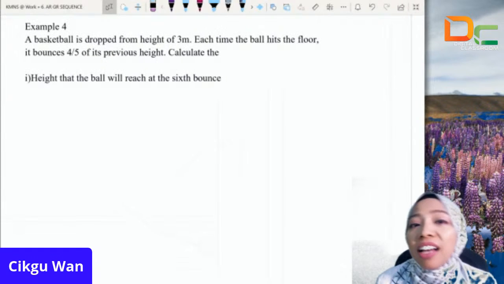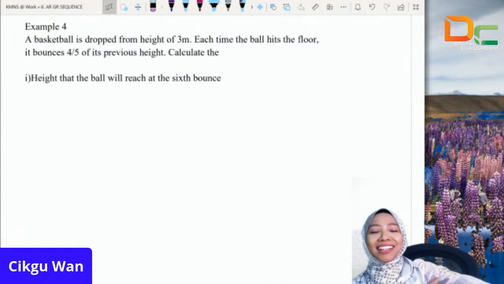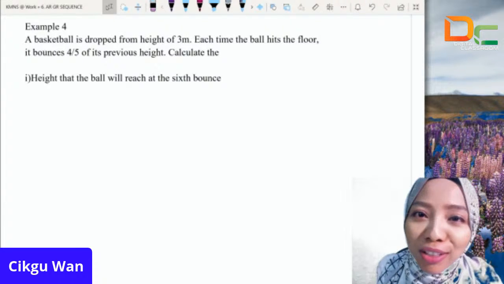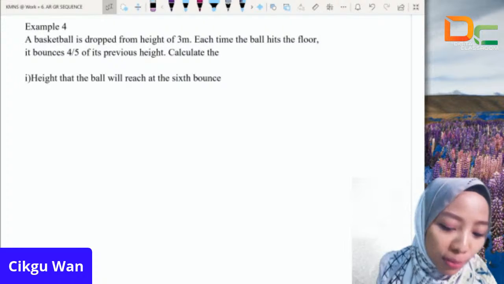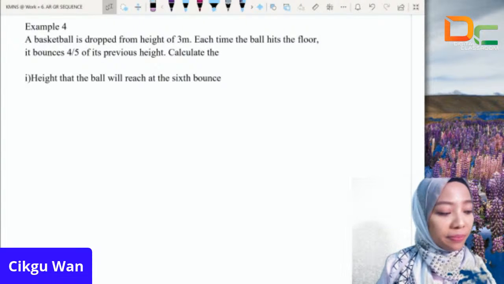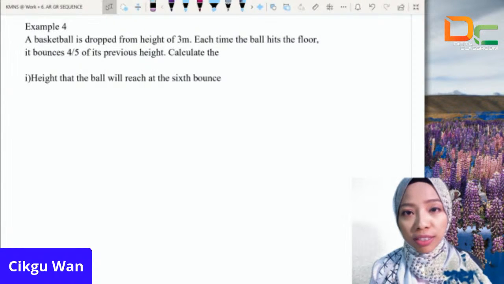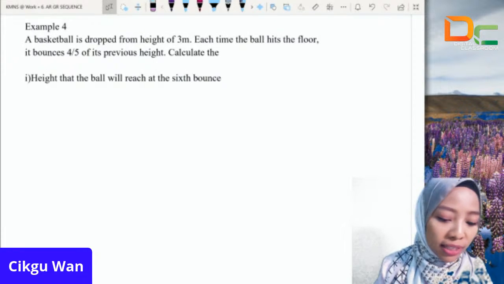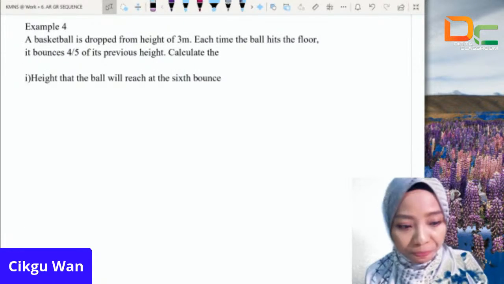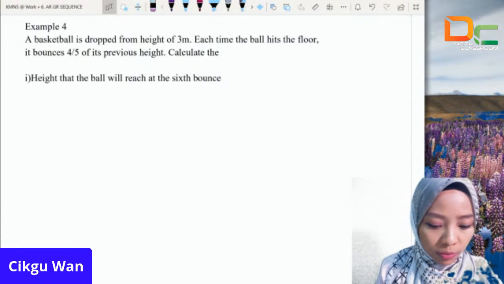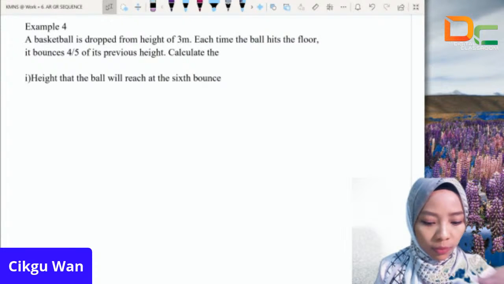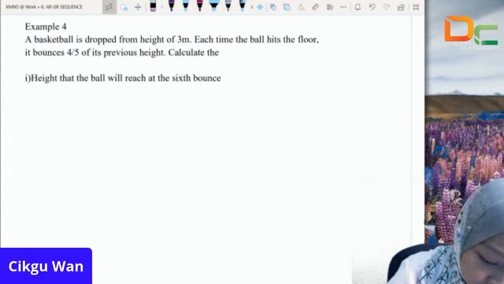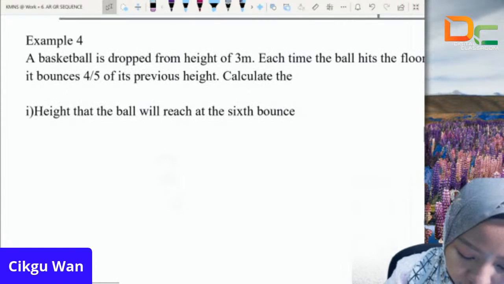Ini soalan exam past paper. Cuma dia buat hoki, bola hoki, I buat basketball so bonus untuk you all. Soalan past paper. Cuma soalan past paper dia ada 2. I ambil satu soalan saja, sebab kalau you boleh buat, insyaAllah you boleh faham lah soalan seterusnya. Okay, a basketball is dropped from height 3 meter.